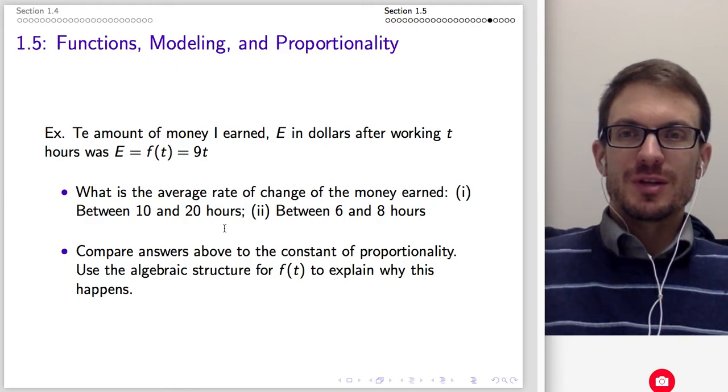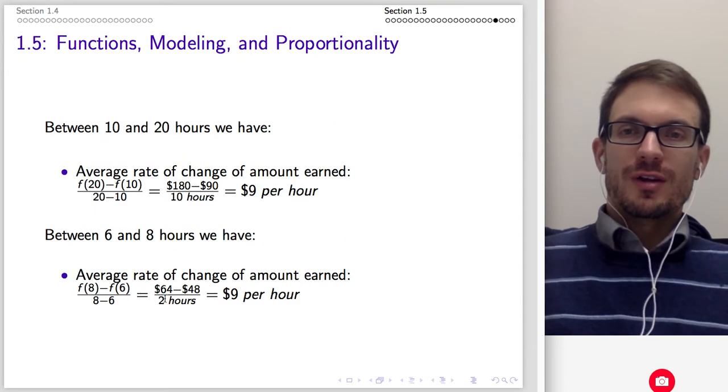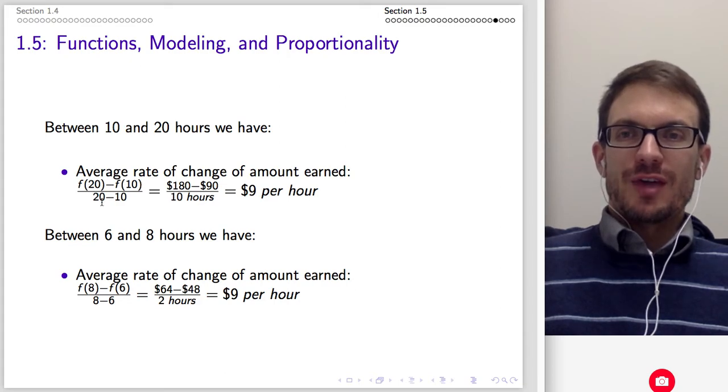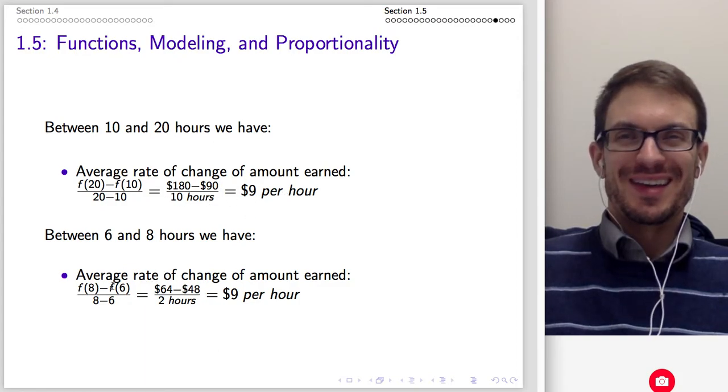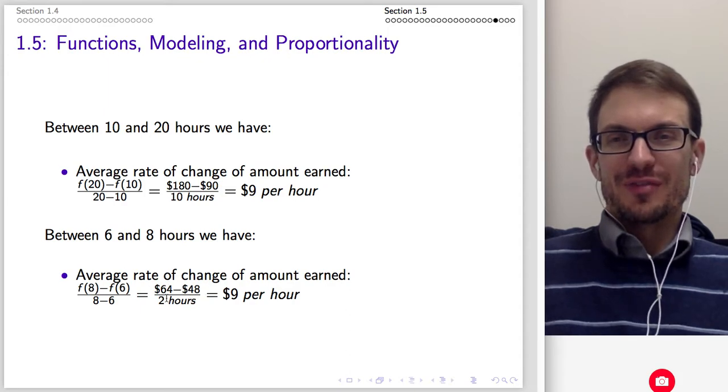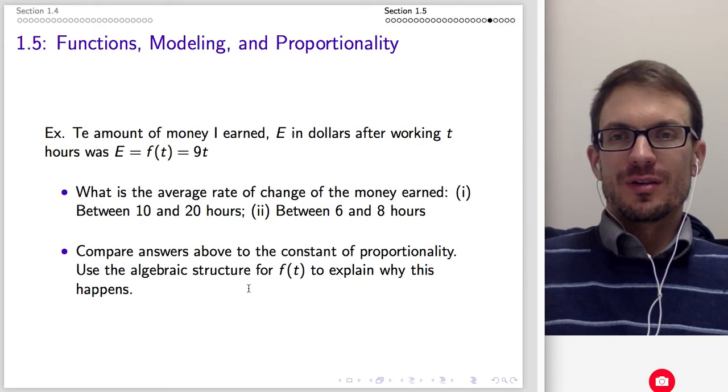All right, so pause the video, find the average rate of change between these two intervals. Remember how you do that? We have f of b minus f of a, and then b minus a. Okay, so we have 180 minus 90 divided by 10, or $9 per hour. And then we have 64 minus 48 over 2 is $9 per hour. How do I know that?